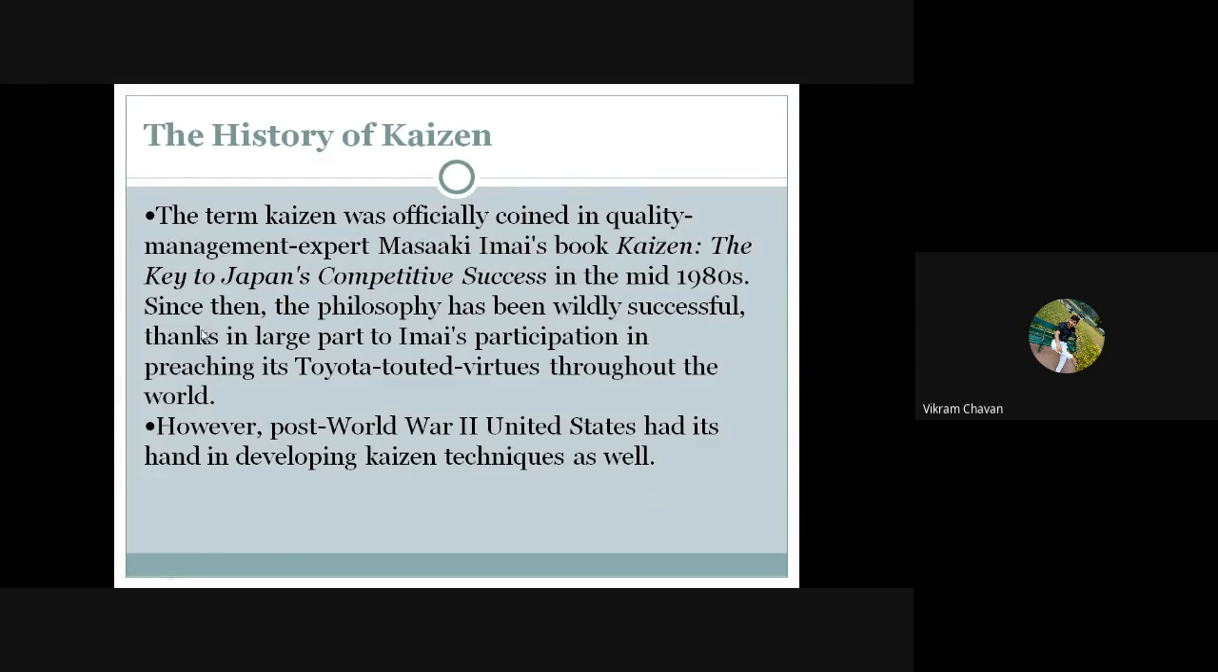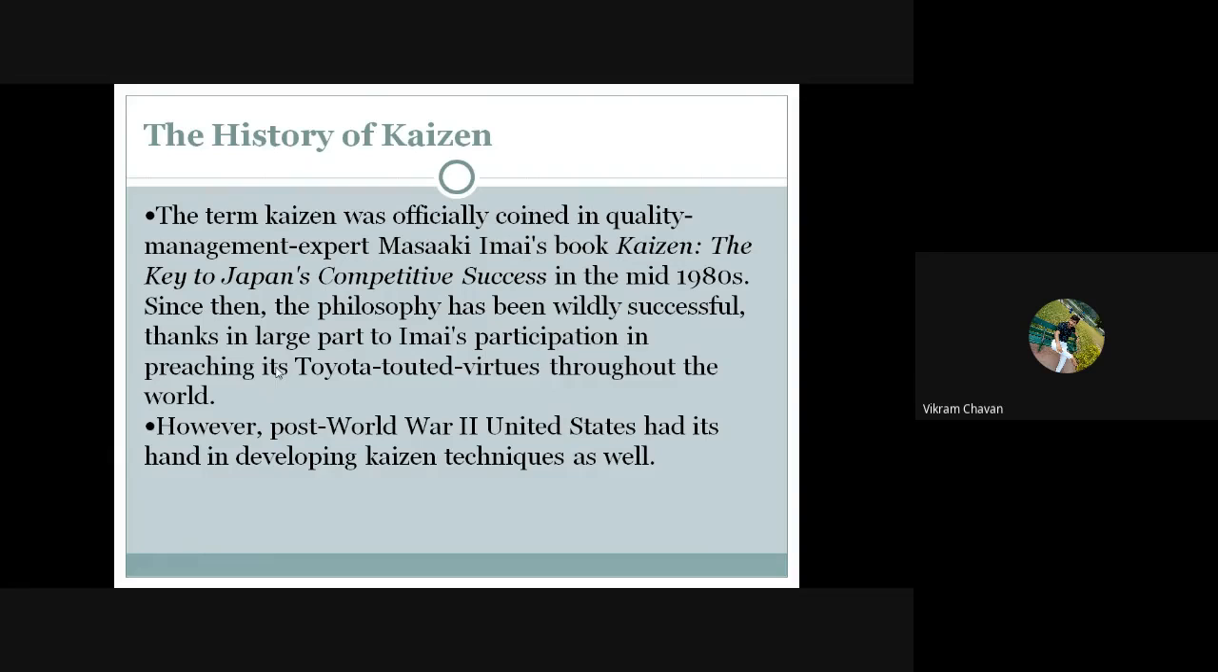Okay, so the term Kaizen was officially coined in quality management expert Masaki Imai's book Kaizen: The Key to Japanese Competitive Success, in the mid 1980s. Since then, the philosophy has been widely successful, thanks in large part to Imai's participation in spreading Toyota's thoughts throughout the world. We have already discussed that Masaki Imai was the person who first wrote about Kaizen, it found a large number of applications worldwide, and this methodology was accepted worldwide. We know that most of these tools were first invented in the Toyota company.